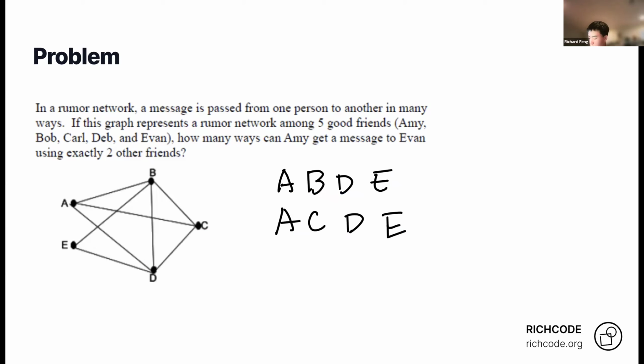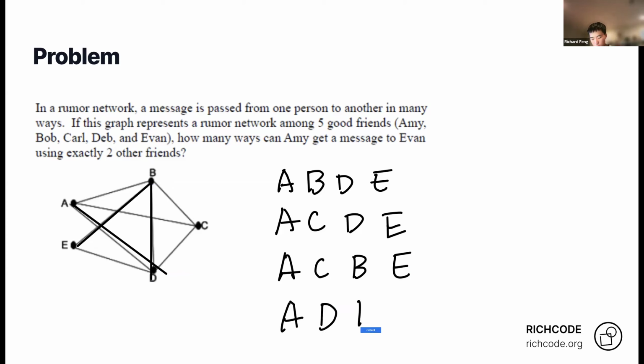We can also do A, C, B. And we also can do A, D, B, E. Oops. A, D, B, E. Yeah, so the answer should be 4 different ways.